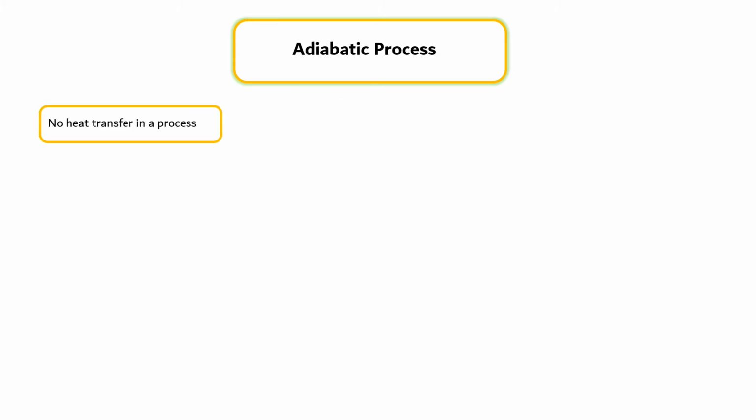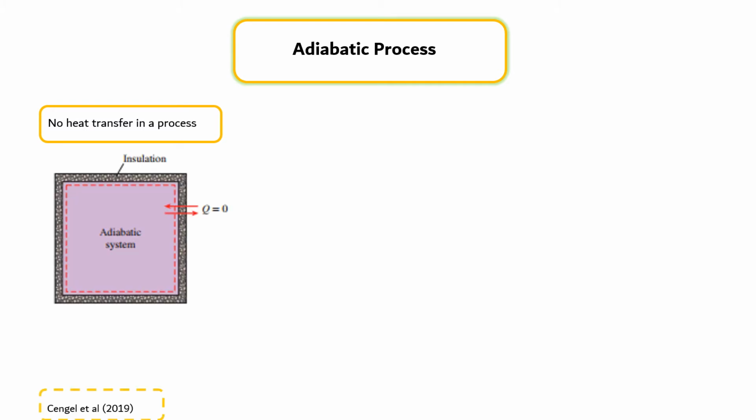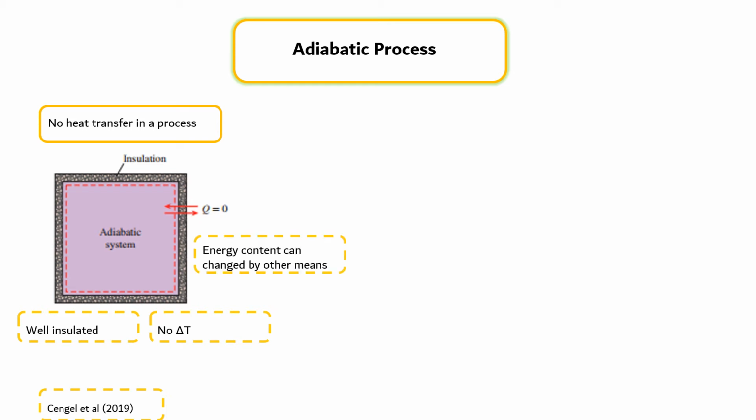A process during which there is no heat transfer is called an adiabatic process, as shown in the left figure. The word adiabatic comes from the Greek word adiabatos, which means not to be passed. There are two ways a process can be adiabatic. Either the system is well insulated so that only a negligible amount of heat can pass through the boundary, or both the system and the surroundings are at the same temperature, and therefore there is no driving force for heat transfer. Even though there is no heat transfer during an adiabatic process, the energy content and thus the temperature of a system can still be changed by other means, such as work.